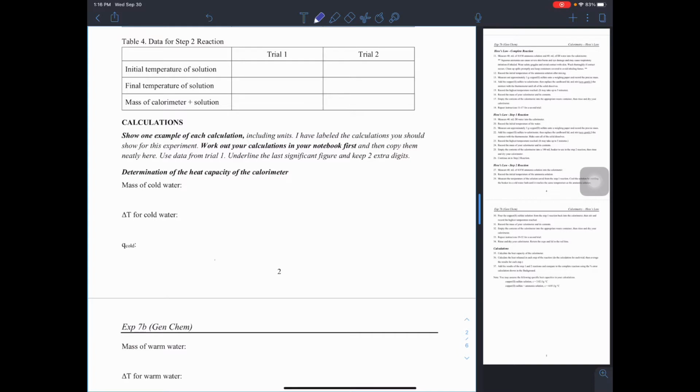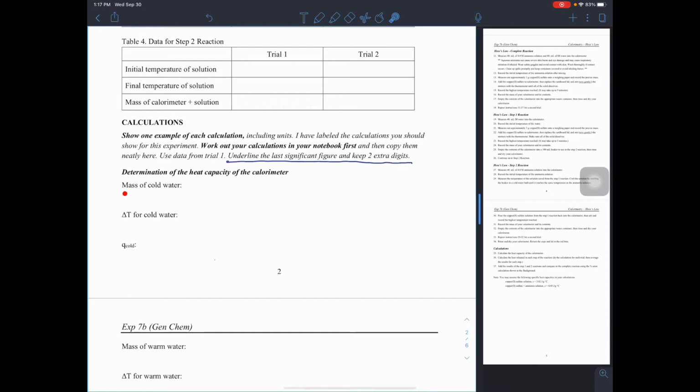Now this is important. Underline the last significant figure and keep 2 extra digits. This is a long series of calculations, and if we round at each step, we can end up with some serious error at the end. So we're going to follow best practices with significant figures. With each calculation that you do, identify the last significant figure, underline it, and then keep 2 digits after that to use in future calculations.